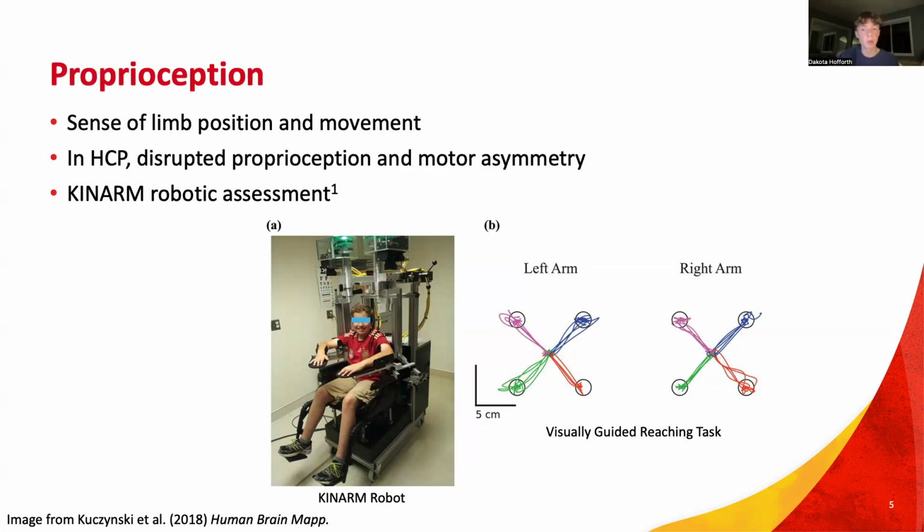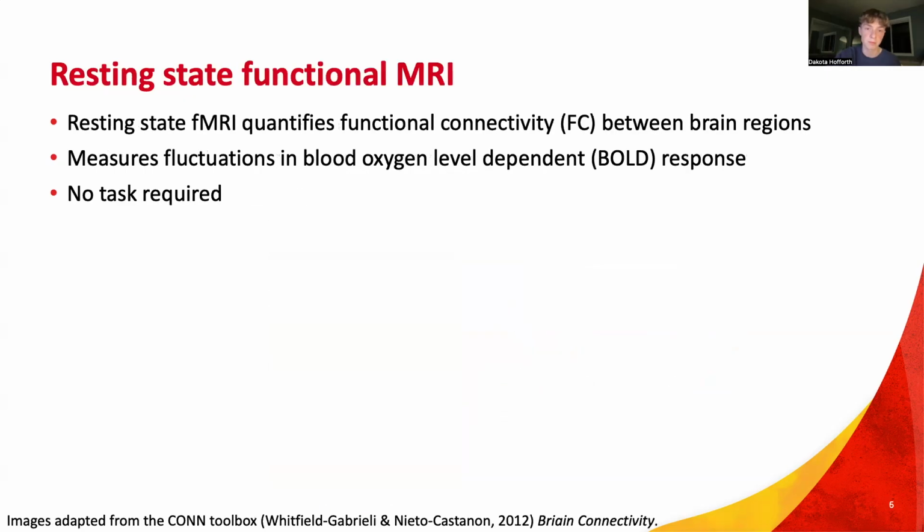A common test of proprioception is to hold out your thumb in front of your body, to close your eyes, and then to try to grab that thumb with the other hand. Someone with HCP would likely struggle with this task. In my study, I used the KINARM robot to assess proprioception, which is a robotic exoskeleton where the child performs different two-dimensional arm movement tasks.